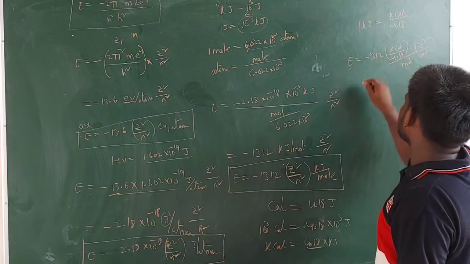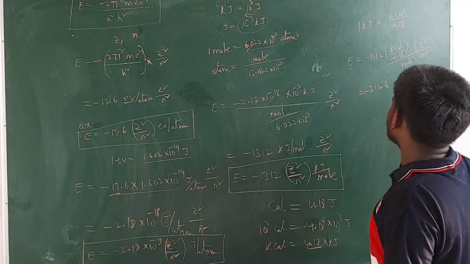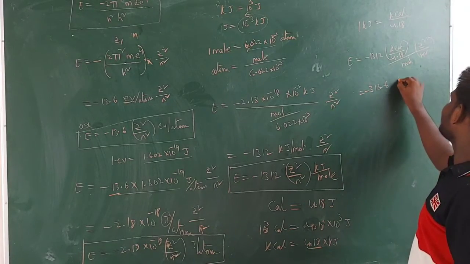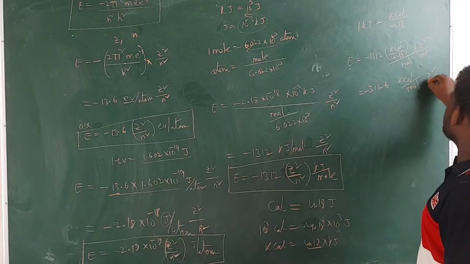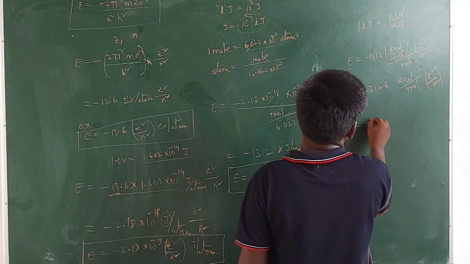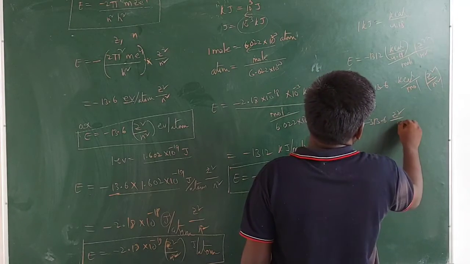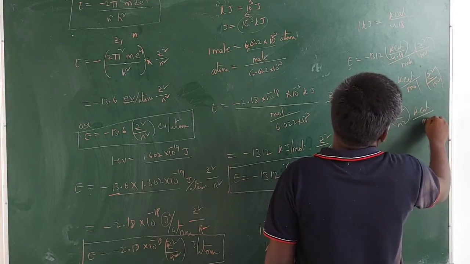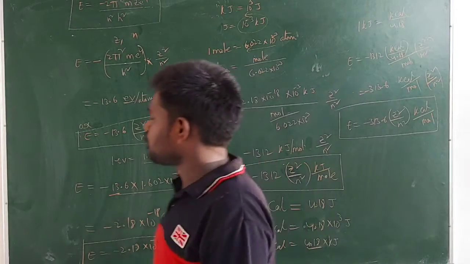So now if you simplify this, you can get minus 313.6 kilocalories per mole into Z square by N square. This equation you can write now. Energy is equal to minus 313.6 Z square by N square kilocalorie per mole. So this is the energy of electron in kilocalorie per mole.